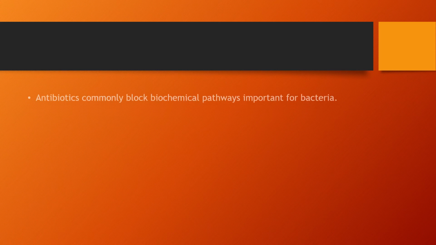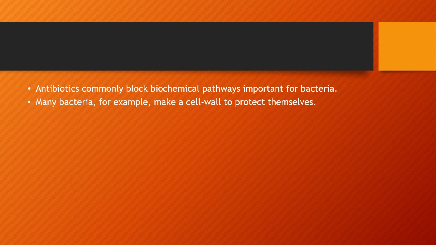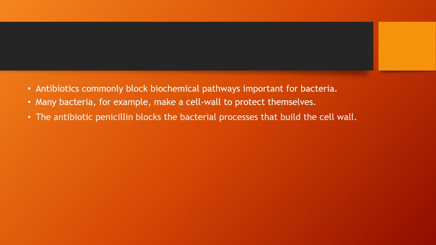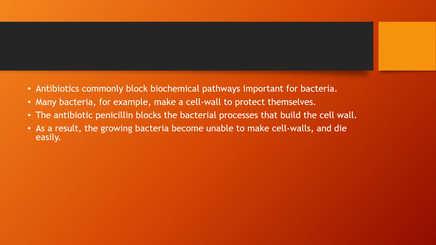You all have heard about antibiotics. Antibiotics commonly block biochemical pathways like respiration, synthesis of cell wall, etc., which are important for bacteria. Many bacteria, for example, make a cell wall to protect themselves. The antibiotic penicillin blocks the bacterial processes that build the cell wall. As a result, the growing bacteria become unable to make cell walls and die easily.